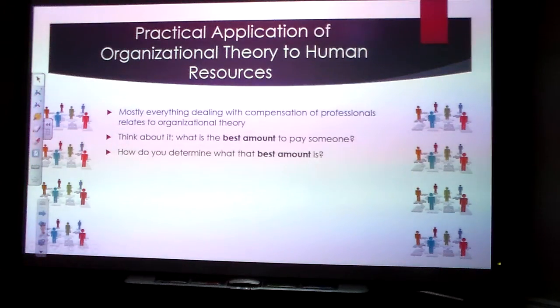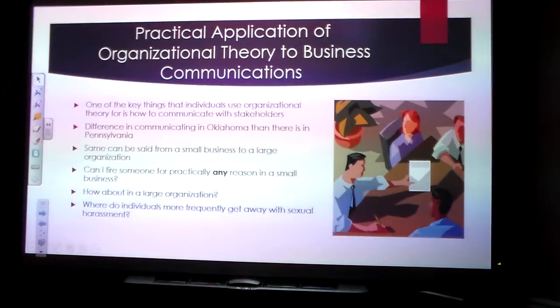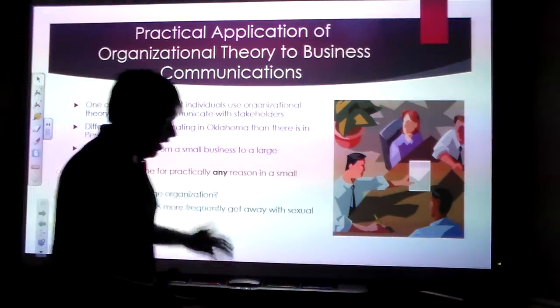The best amount of money to pay somebody is the least amount of money that they're willing to work for. It's going to keep them happy. You determine the best amount by prior practice, and you determine it based on prior experiences as well that individuals have. So business and communication is really knowing what you can use organizational theory to communicate with stakeholders for, and that there are different languages and different personalities in different organizations.